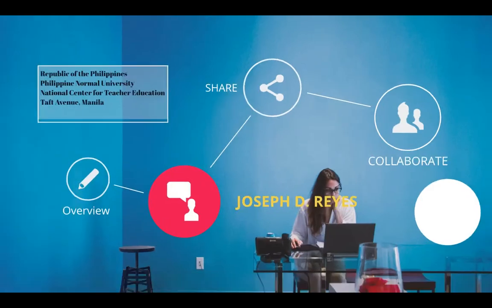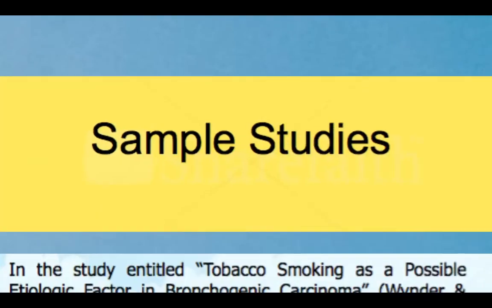So there you have it, the 9 new classification of non-experimental quantitative research design. And now, I prepared here some examples of studies, and let's answer them one by one.